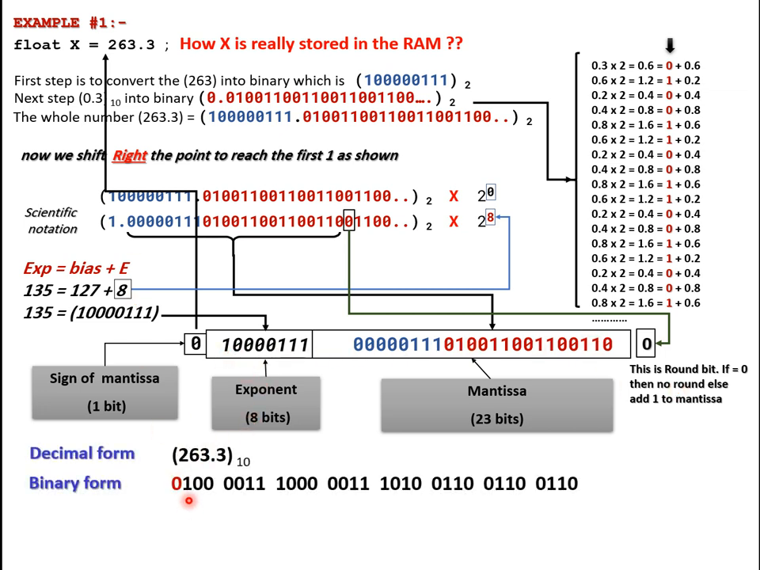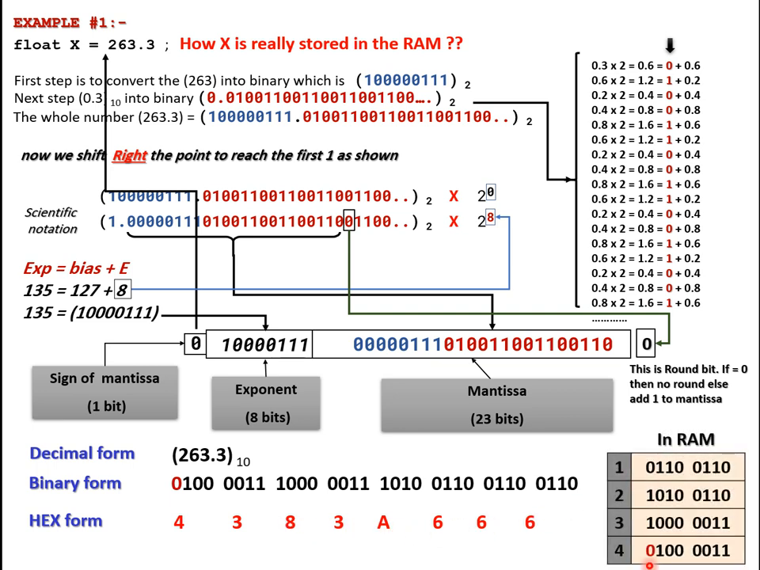As you can see, now this is the decimal form, this is the binary form which will be stored in memory, and this is the hexadecimal form. And in RAM it will be stored like this. See this one, 0100, 0011, 00, and the next byte, since it's 32-bit, means 4 bytes. This is how it's gonna be stored in RAM.